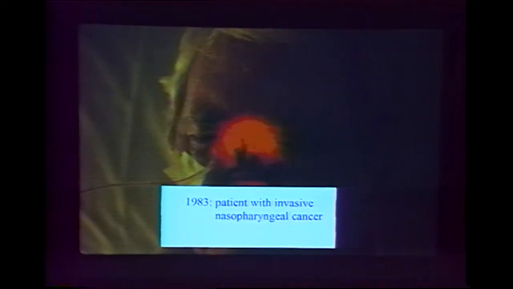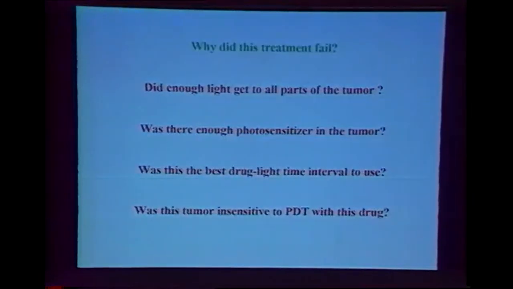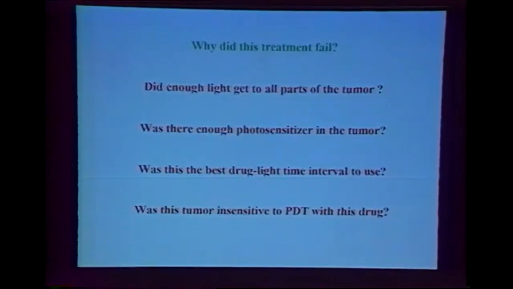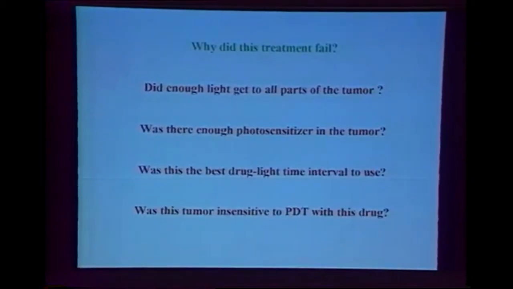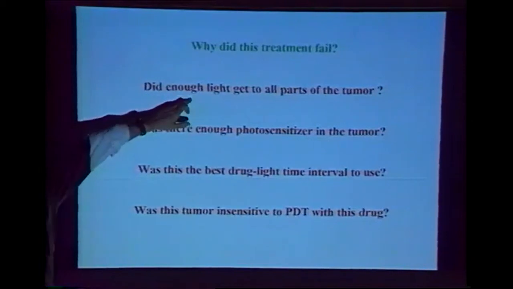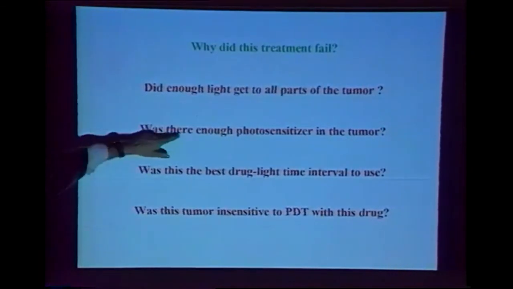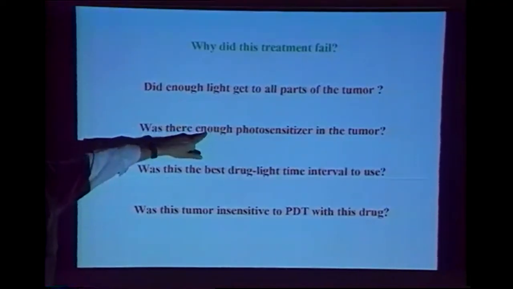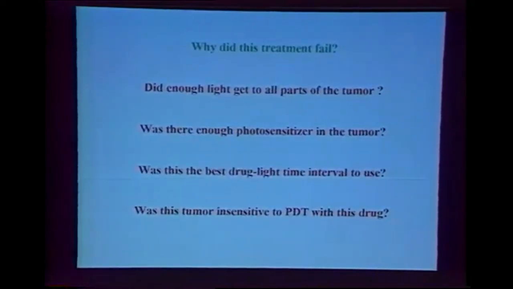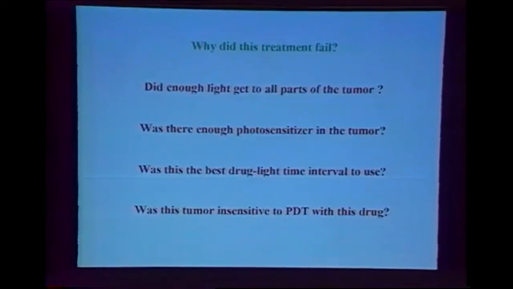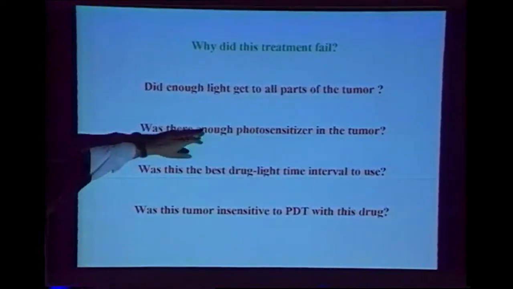Nothing. And so, why? Well, this was 20 years ago, so we didn't have any of these measurements. We just thought, well, we'll give the treatment and it'll work. So I just pose to you to think about why would this treatment have failed? Did we not get enough light? So now we would measure the light, so we would be able to answer that. Was there enough photosensitizer? There was lots of blood. It's a very bloody tumor, so there's lots of vasculature, so there should have been lots of photosensitizer.